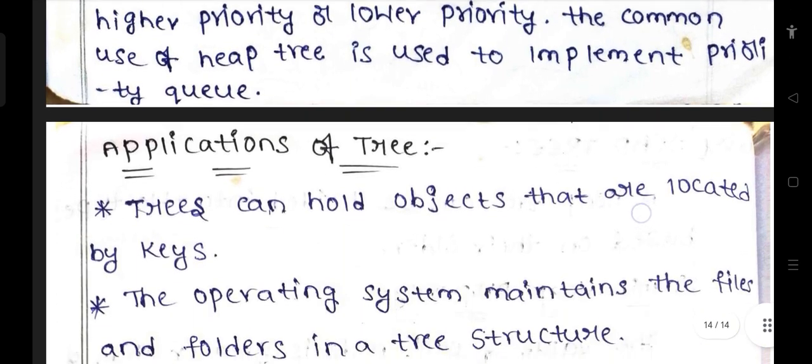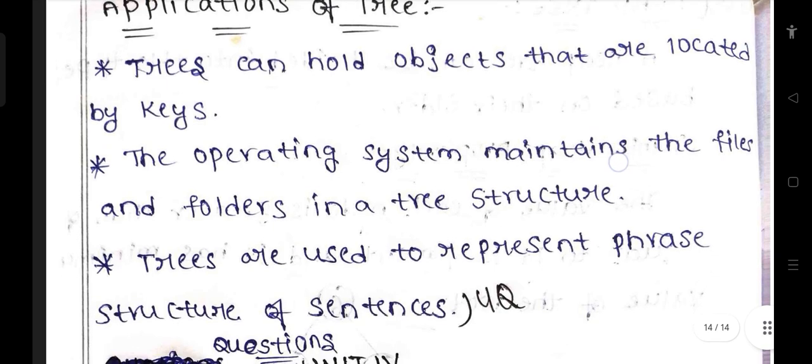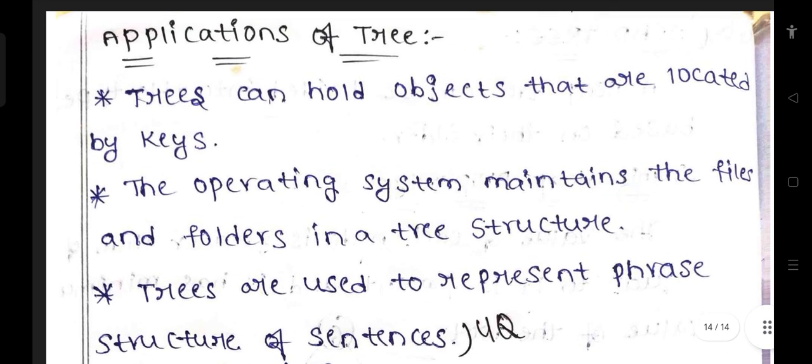So these are that. And applications of trees are also very important. Trees can hold objects that are located by keys. The operating system maintains the files and folders in a tree structure. Trees are used to represent the phrase structure of a sentence. Along with these applications, you can write your own examples also. Applications are nothing but uses and benefits.